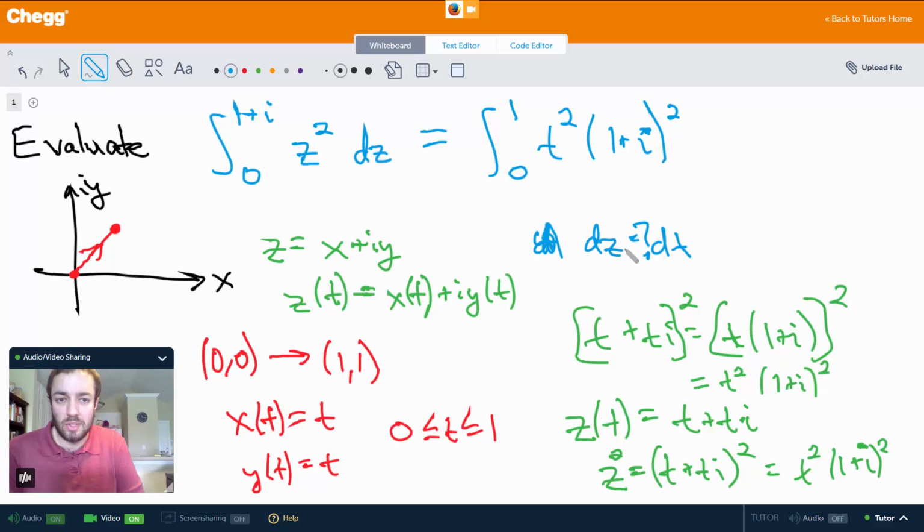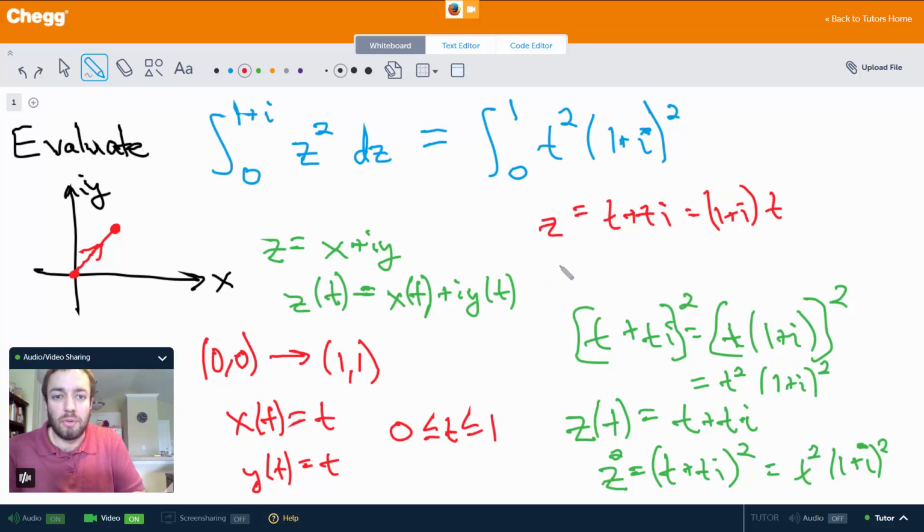So dz is going to be something times dt. That's what we have to figure out. Nothing really new here, just in a different place. So if z is t plus ti, which we can write as (1 plus i) times t, and 1 plus i is just a constant, then to find dz we take the derivative with respect to t and then slap a dt on it.